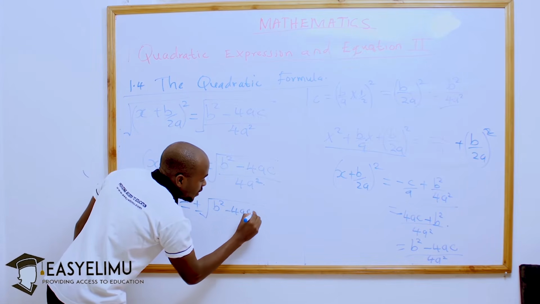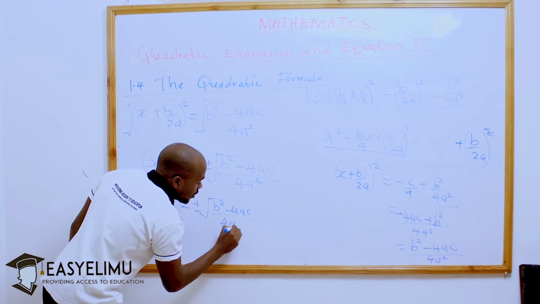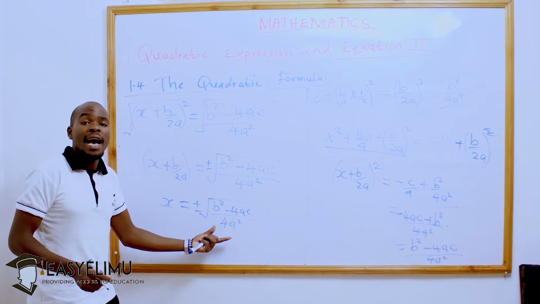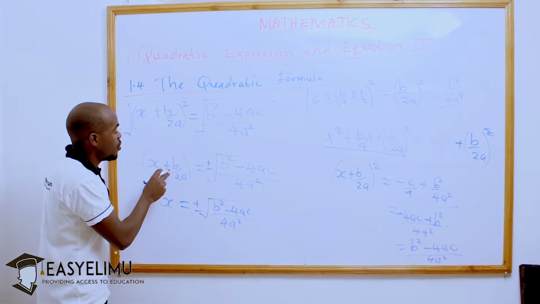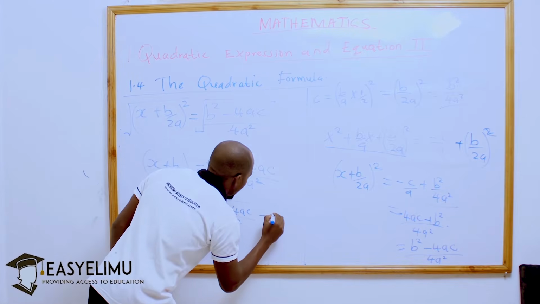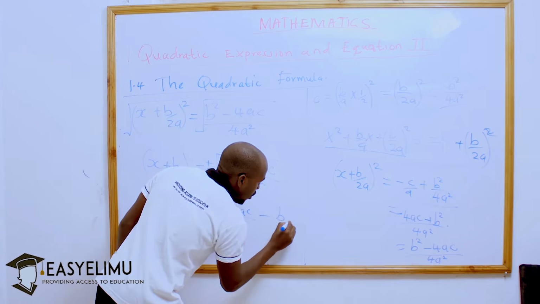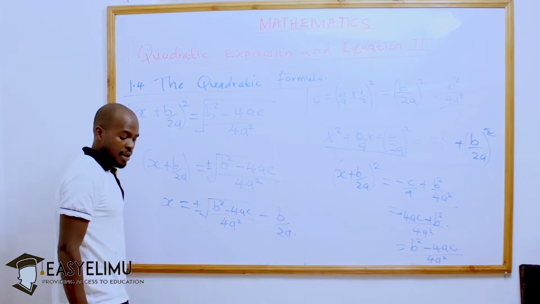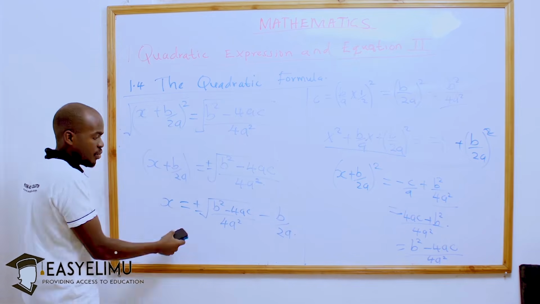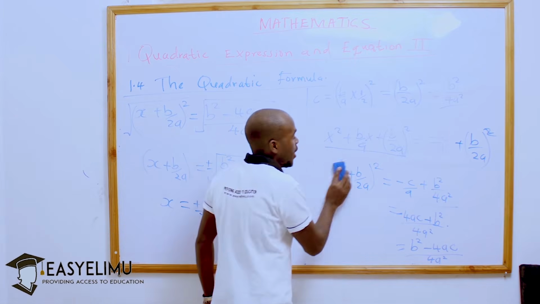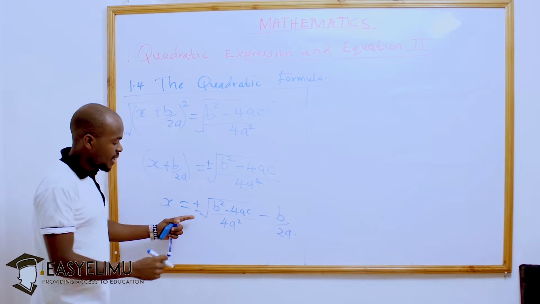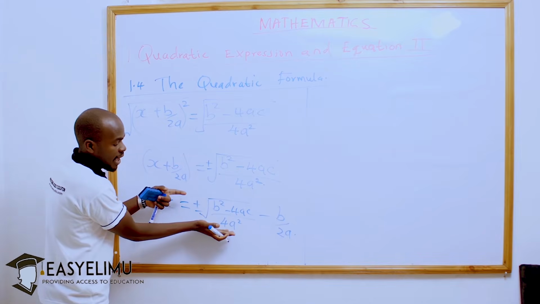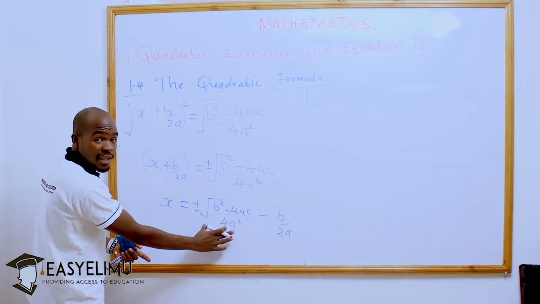And on doing that, we are going to have b squared minus 4ac over 4a squared as the answer under the square root sign with either positive or negative sign, then we shall be subtracting b over 2a. Now, after getting that one, we can still simplify it further. We can simplify it by saying this one will always remain either positive or negative under the square root sign.